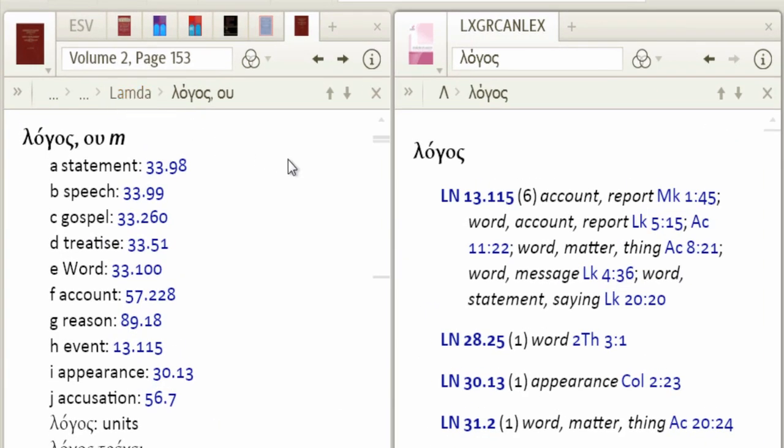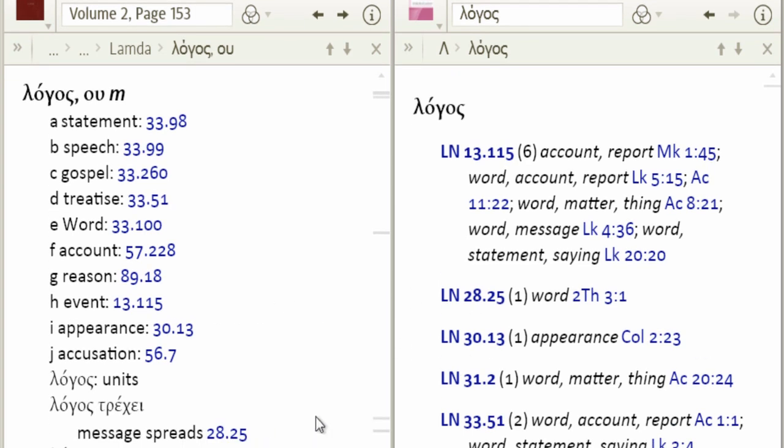Now you'll see that the numbers in the analytical lexicon correspond to the numbers in the Louw-Nida lexicon. Here is 13.115, 13.115, 28.25, 28.25, 30.13, and 30.13, and so on. Now, unlike Louw-Nida, the analytical lexicon does not provide any definitions. It only provides translations, or shows how the word is translated.